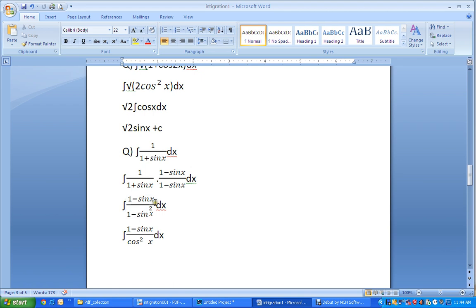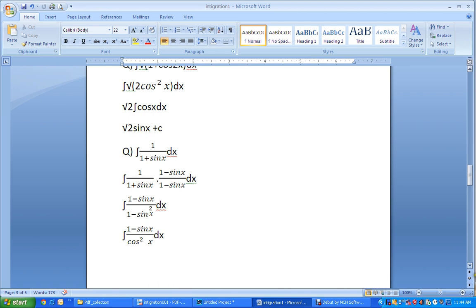This is 1 plus sin x and 1 minus sin x. This will be 1 minus sin square x. This is a typing error, but this is sin square x. Now in the denominator, this is 1 minus sin square x. This value will become cos square x. So the integration of (1 minus sin x) divided by cos square x dx.